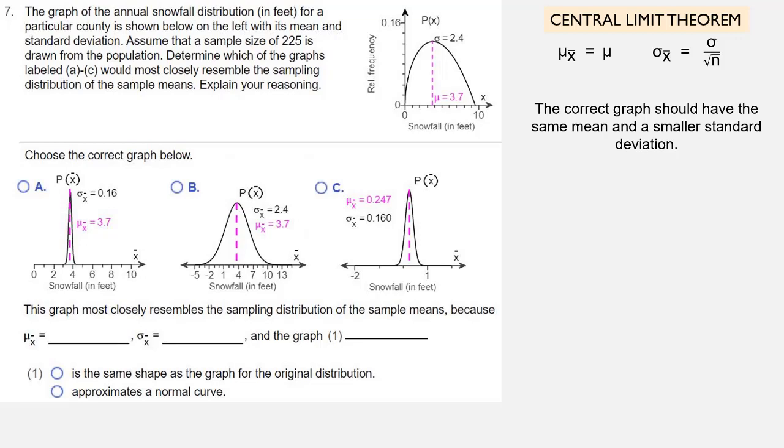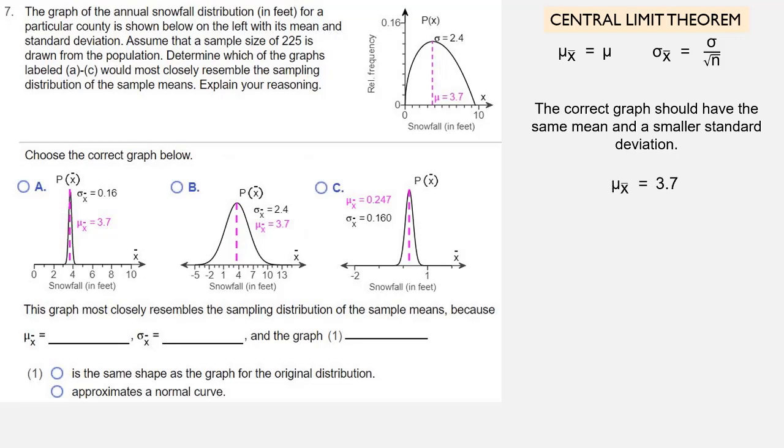So when I look at these graphs, graph C is immediately out because it has the wrong mean. The mean should be 3.7 in whatever graph we choose, and graph C has a mean of 0.247. So that means we're down to graphs A or B. We're not looking for a graph that has the exact same standard deviation, because the standard deviation of the sampling distribution of sample means is the original standard deviation divided by the square root of n, so that would make the value smaller.